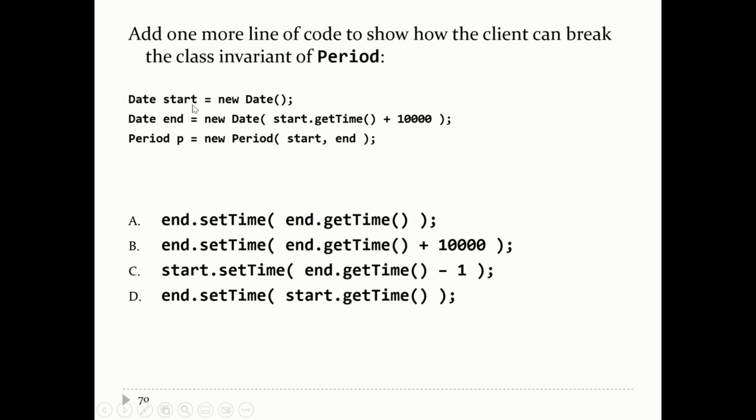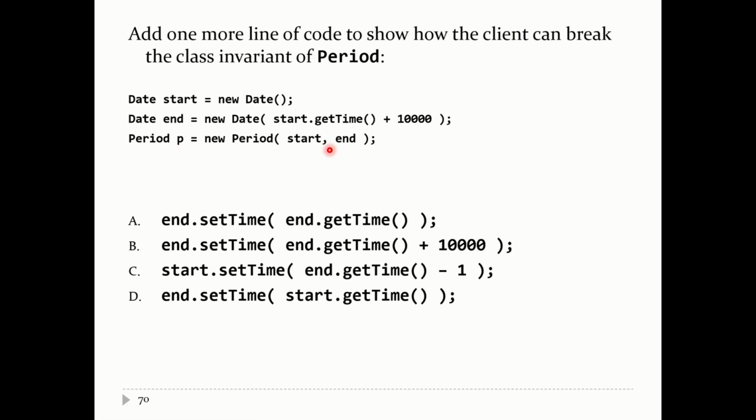And now we're going to write this.start = start and this.end = end. So what happens in this case? I have my start time, new Date, which makes a time equal to the current time. I have an end time, so I'm going to get the start time and add 10,000 milliseconds to it. So this is 10 seconds after the start time, so my start time really does come before the end time. And then I'm going to make a new Period object using the start and end.